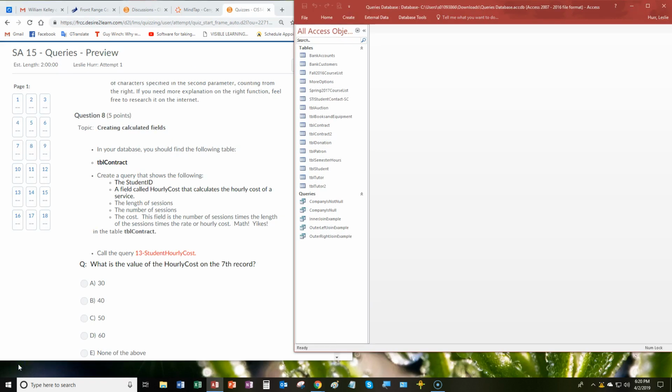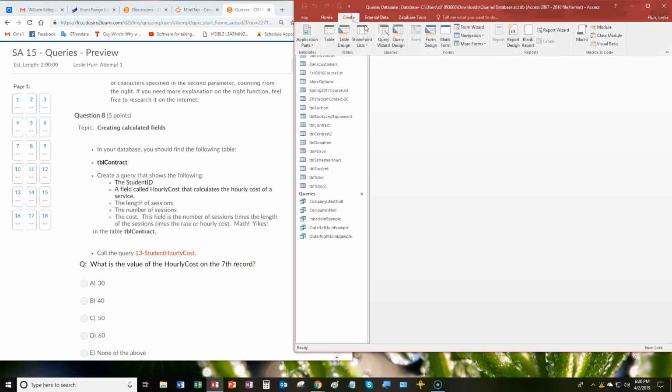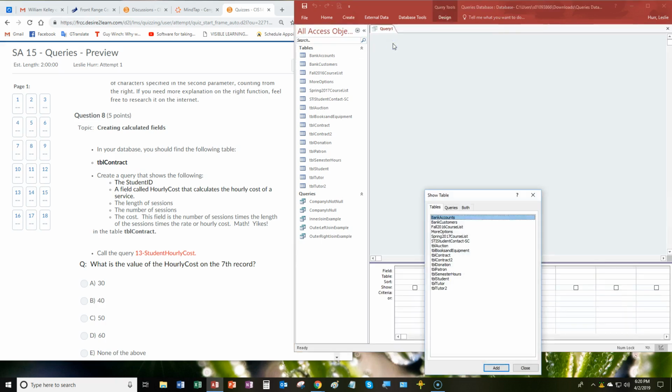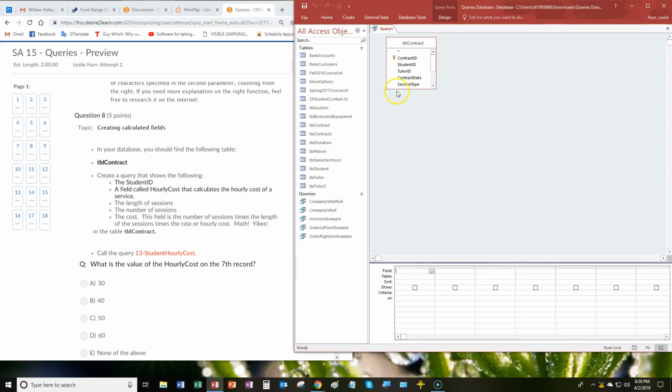Okay, so I've opened the database here and I'm going to go ahead and create a table, a query, sorry. And it says to use TBL contract, so I'm going to go over here and use TBL contract and I'll say close. Okay. And then here the instructions say create the query that shows the following. So the student ID, it says. Then it says hourly cost that calculates.